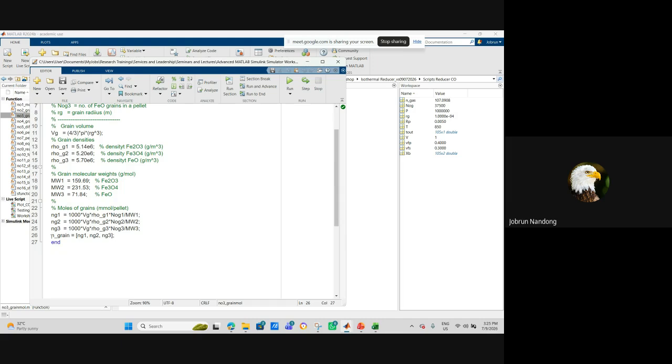Then once you do that, we just need to put it in vector form. So ng grade here is a vector. Rather than a single value, it's a vector consisting of 3 values: ng1, ng2, and ng3.